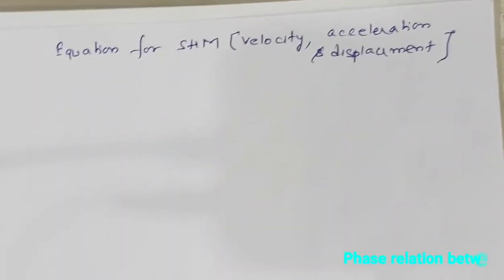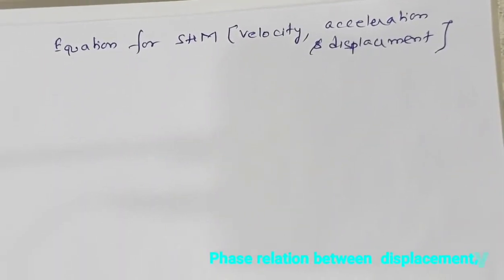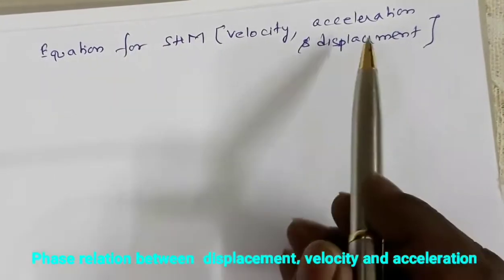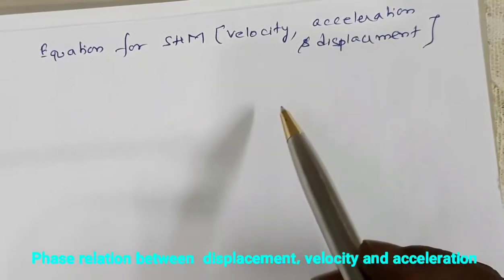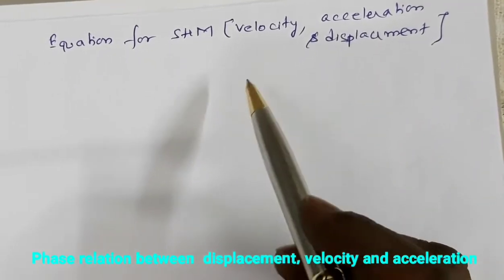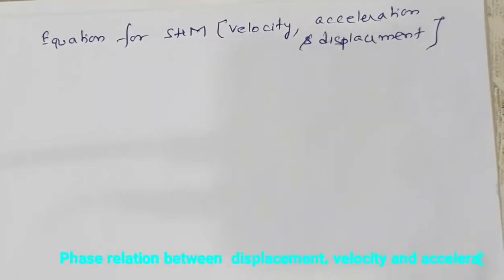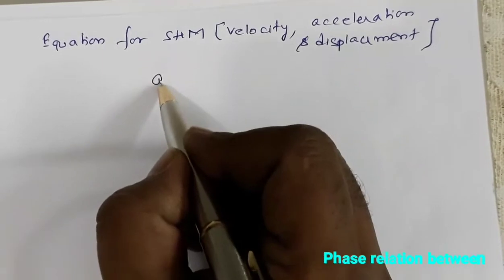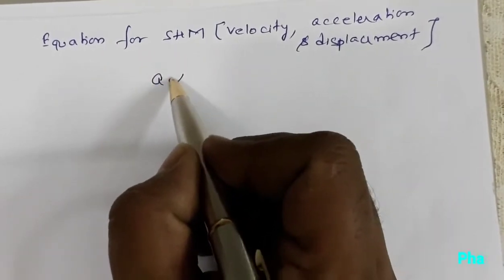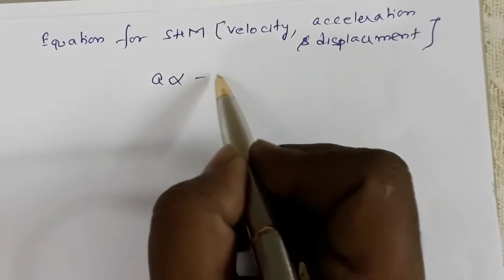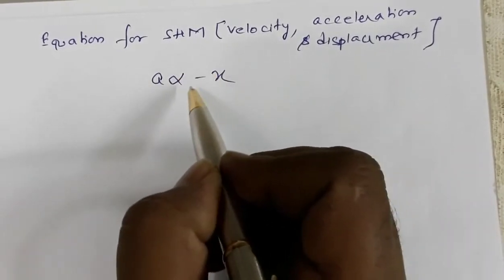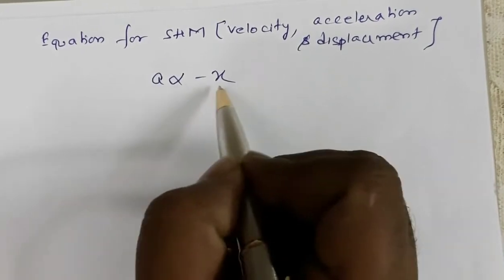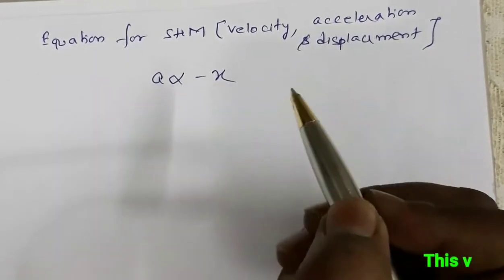So in continuation with the previous video, in this video I am going to explain the relation between the equations for velocity, acceleration, displacement, their phase relation, and the general equation for simple harmonic motion. Now for simple harmonic motion, acceleration is proportional to the negative of displacement, because acceleration and displacement from the mean position are directed in opposite directions, so we have a negative sign.